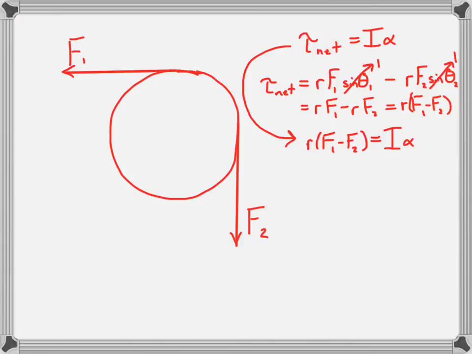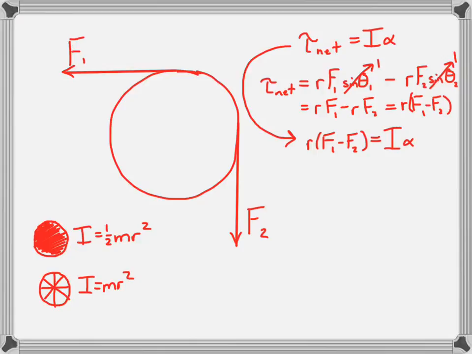Well, what is I? It is the moment of inertia of the pulley. Now, there are two types of pulleys you can have usually. One is usually a solid disc, so its moment of inertia is 1/2 mr squared. And then sometimes you can have these pulleys that have spokes on them, and we can treat that like a bicycle wheel or a loop. So its moment of inertia would equal mr squared.